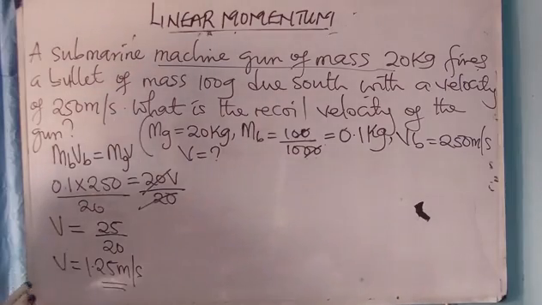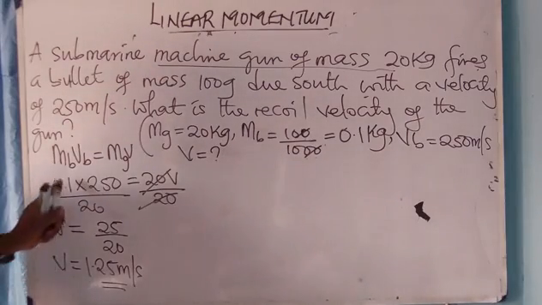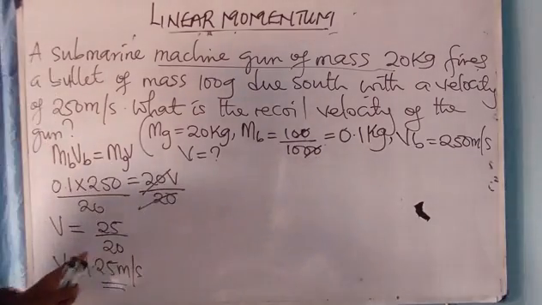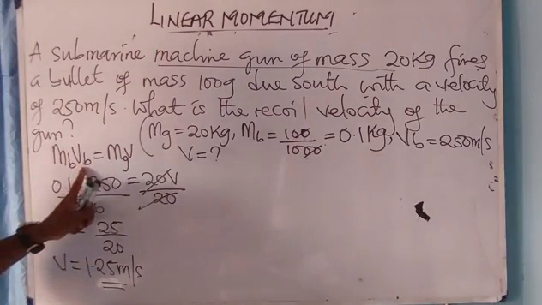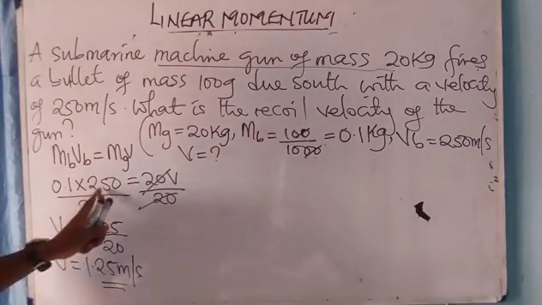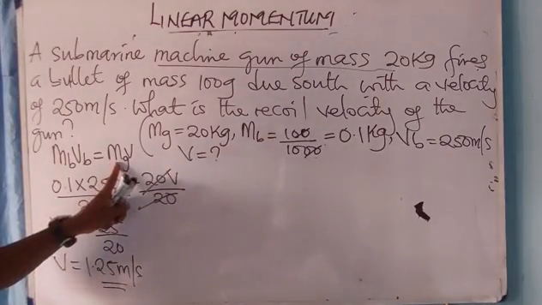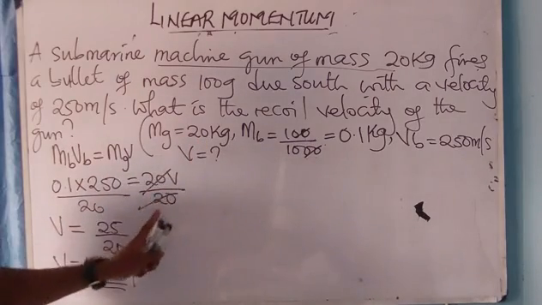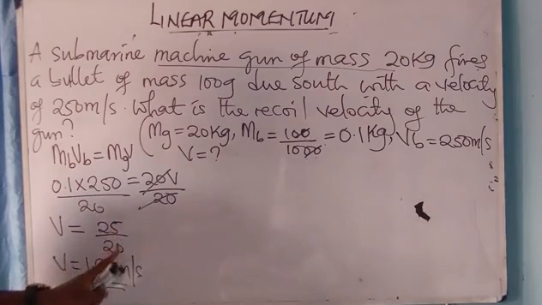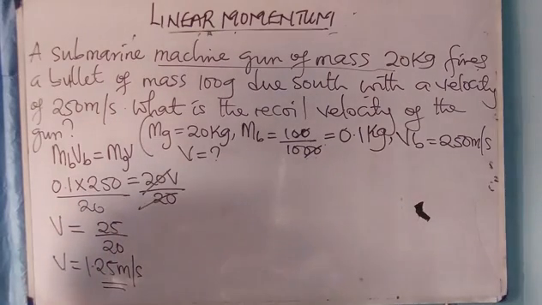So from what we've done already, the mass of the bullet is 0.1, times the velocity of the bullet, 250. You have it to be this. The mass of the gun is 20, so divide both sides by 20. So this times this is 25. 25 divided by 20 is 1.25 meter per second.